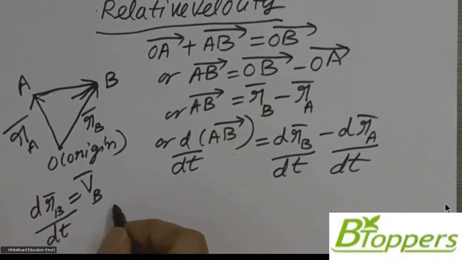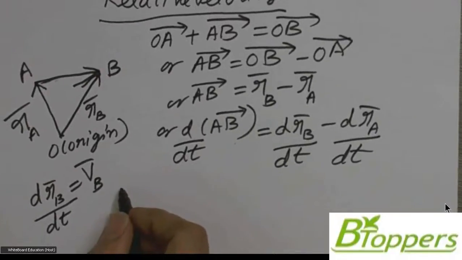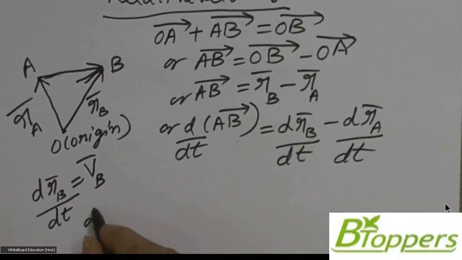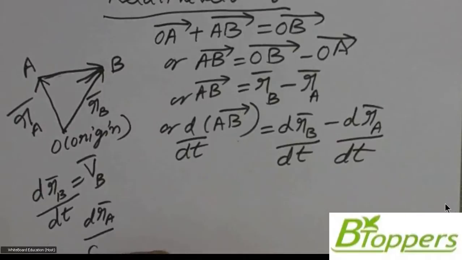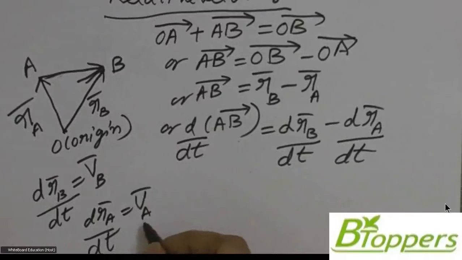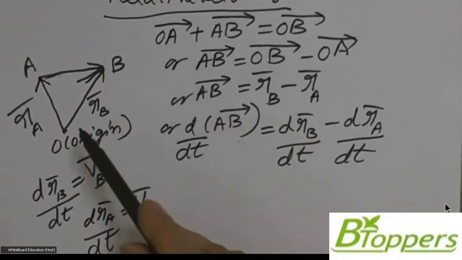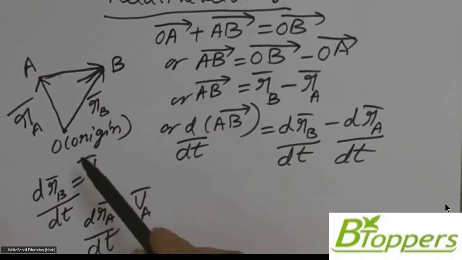Similarly, d RA bar by dt, that is the rate of change of position vector of the first particle A with respect to the time t. This is the actual velocity of body A. So VA bar represents the actual velocity of the first particle A, and VB bar represents the actual velocity of the second particle B. Means VA bar is the velocity of the first particle A with respect to the fixed origin O. VB bar is the velocity of the second particle B with respect to the fixed origin O.